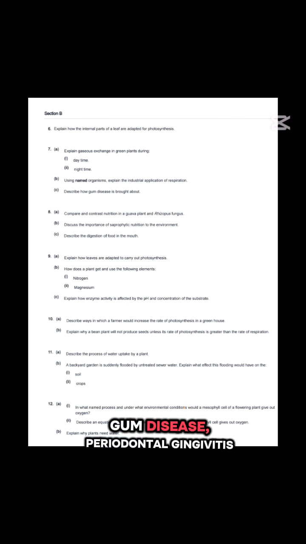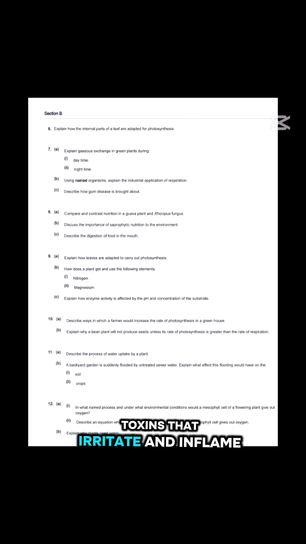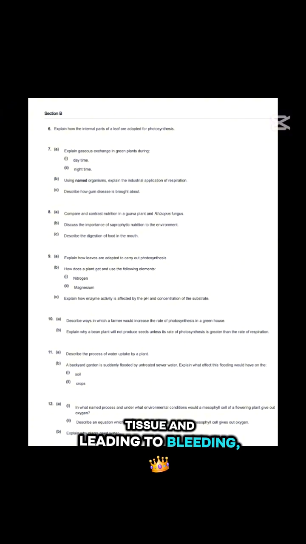C. How gum disease is brought about. Gum disease, periodontitis, gingivitis, begins when food particles, sugars, and bacteria form a sticky film called plaque on the teeth. If not removed by brushing, bacteria produce acids and toxins that irritate and inflame the gums, breaking down the supporting tissue and leading to bleeding, receding gums, and tooth loss.